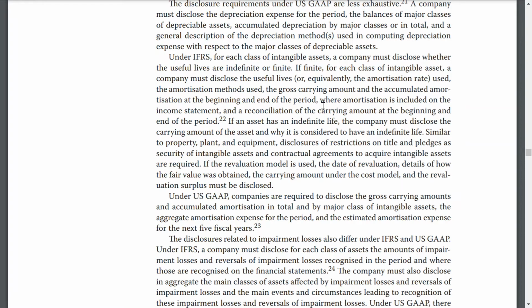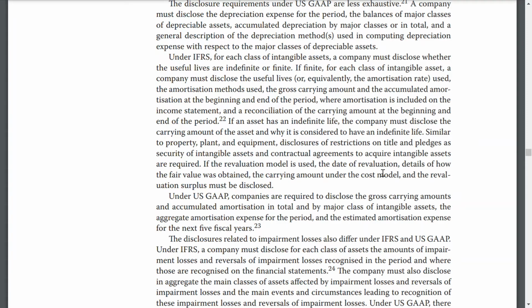Similar to property, plant, and equipment, disclosures of restrictions on title and pledges as security of intangible assets, and contractual agreements to acquire intangible assets, are required. If the revaluation model is used, the date of revaluation, details of how the fair value was obtained, the carrying amount under the cost model, and the revaluation surplus must be disclosed.